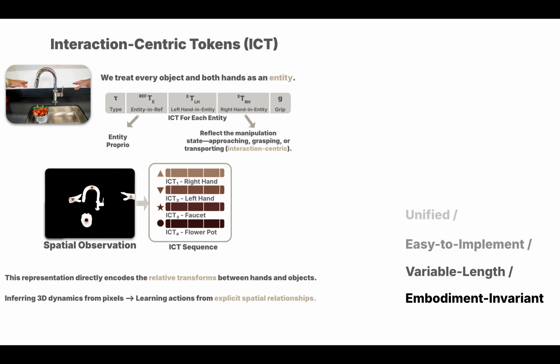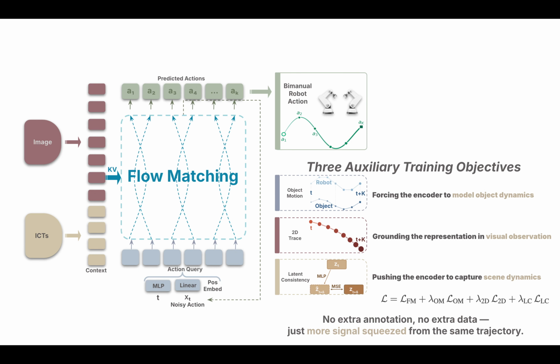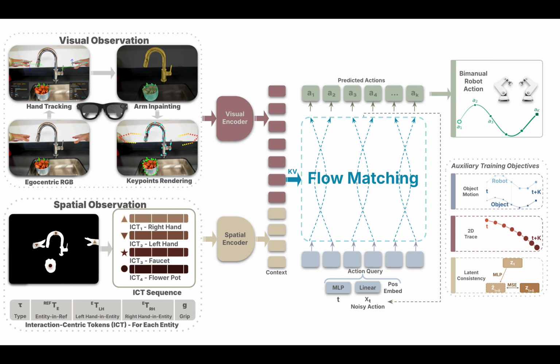So based on that, we introduce interaction-centric tokens, or ICT. We treat every hand and object as an entity, and each token encodes its type, its pose, and each hand's pose relative to it, which captures the manipulation state. This turns the problem from inferring 3D dynamics from pixels into learning actions from explicit spatial relationships. It's a unified, self-sufficient, variable-length, embodiment-agnostic and environment-agnostic representation.